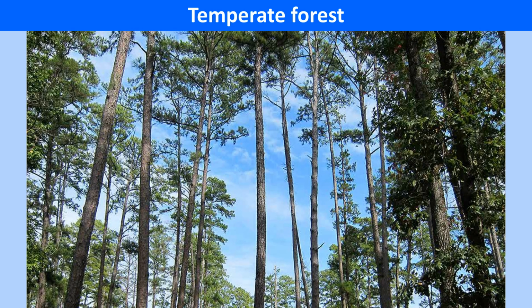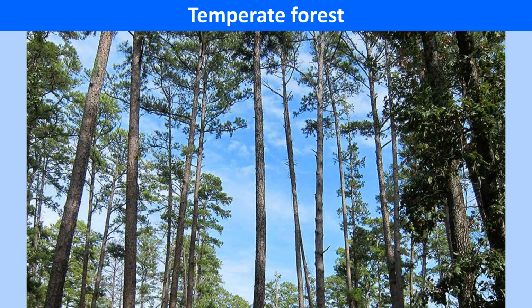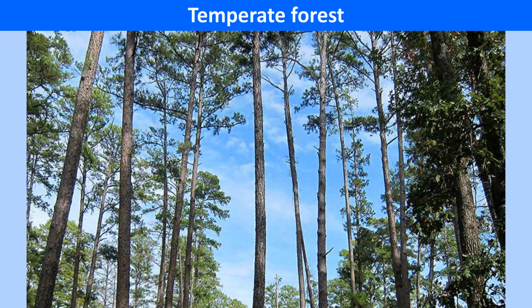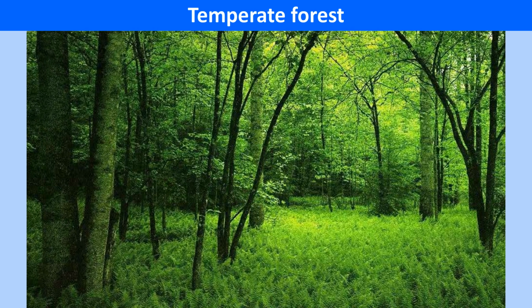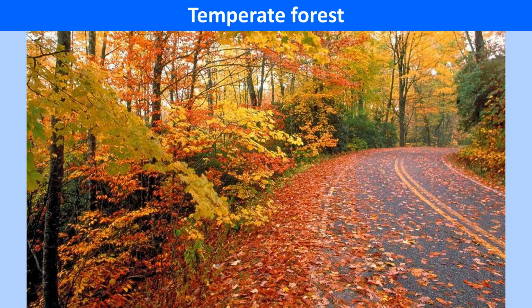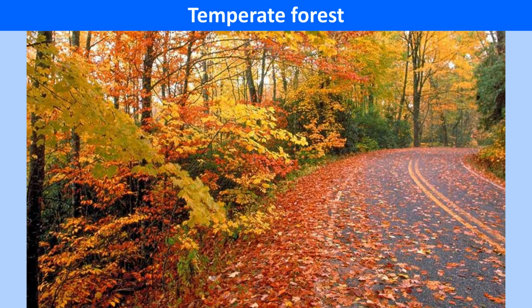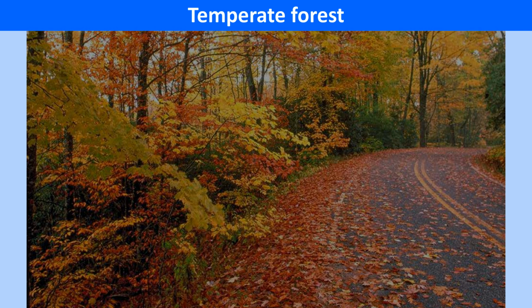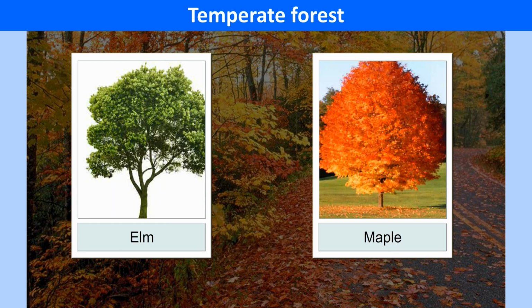The needleleaf evergreen forests are found only in southeastern U.S. and consist mainly of pine trees. The temperate deciduous forests are found in areas with wet summers and cool frosty winters. The trees are broadleaf with a dense canopy in summer and shed their leaves in winter. The main trees are birch, beech, ash, elm and maple. These forests are found almost entirely in the northern hemisphere.